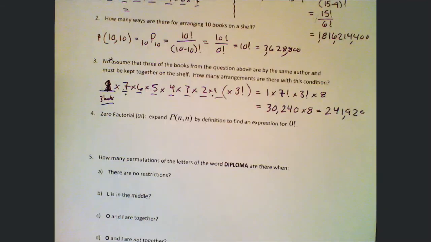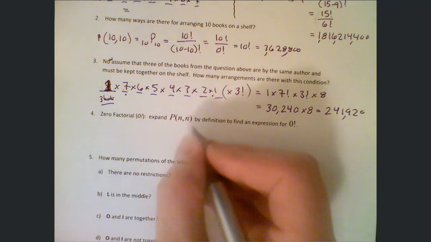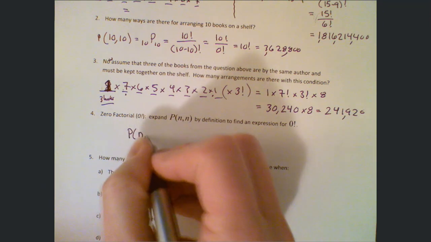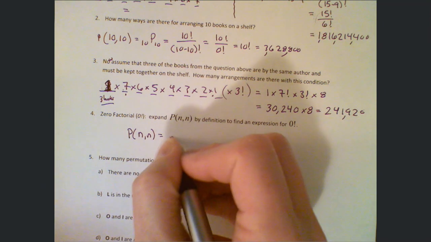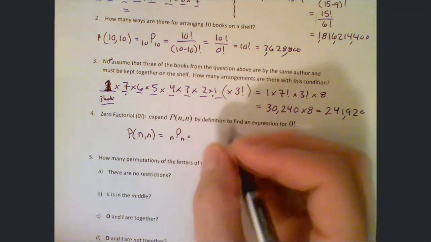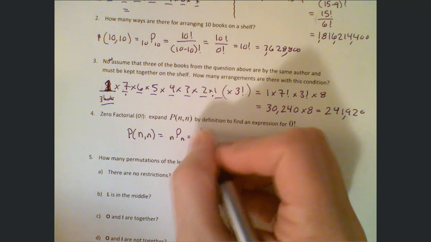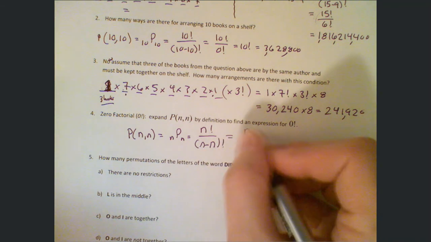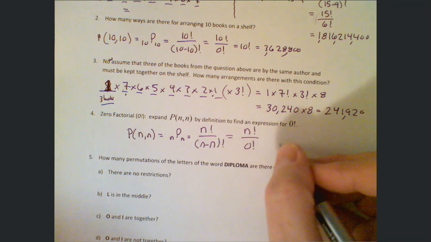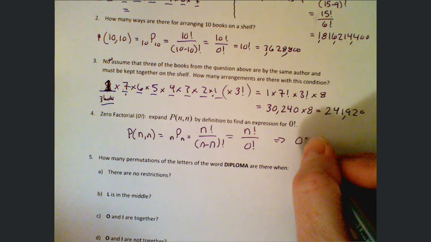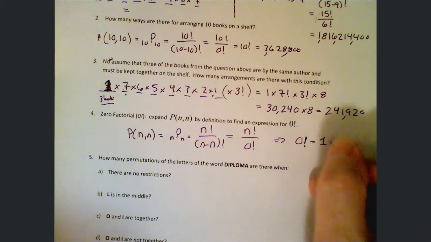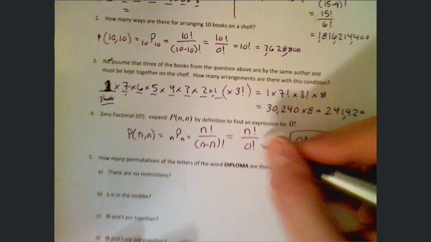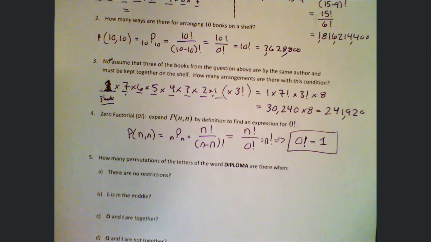0 factorial, it talks about expanding nPn, which we've just previously done. That's n minus n factorial, which implies that 0 factorial must equal 1 by definition. And we've already seen that before, because we said before that this must be n factorial.